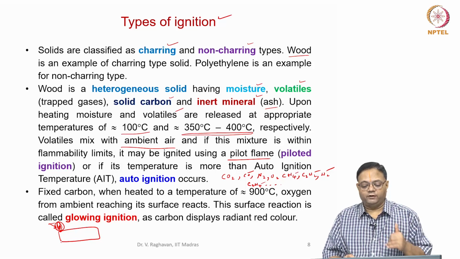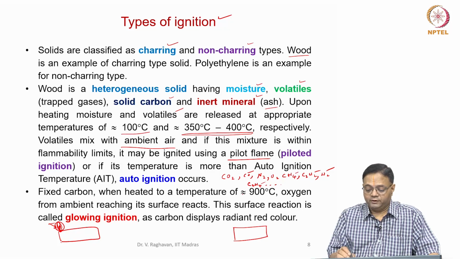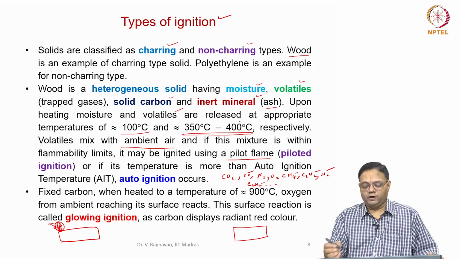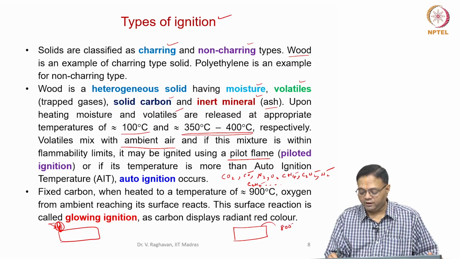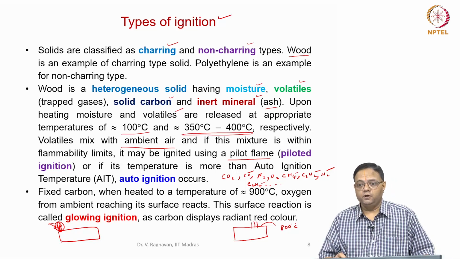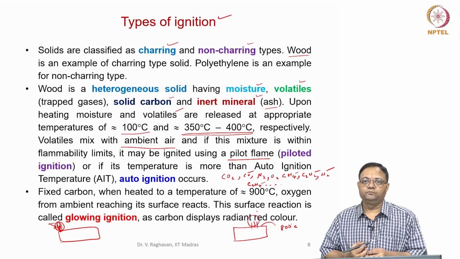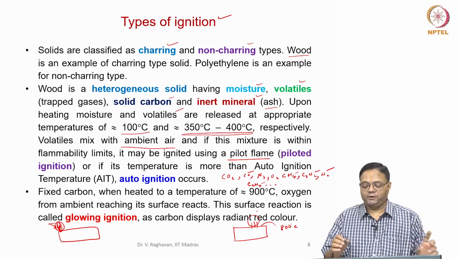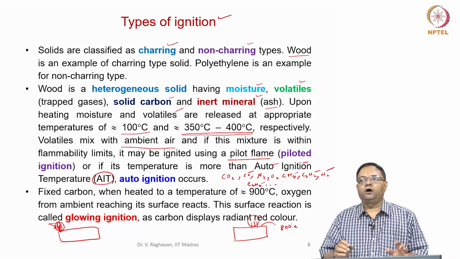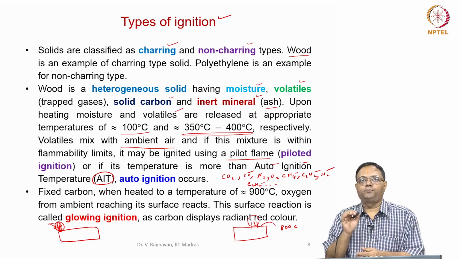Now, as I told you in the previous class, when the temperature of the surface increases beyond, say, 400 degrees and reaches a temperature of say 800 degrees etc., the volatile gases which are coming out will be at a higher temperature, and the mixture which is formed in the gas phase will also have a higher temperature. If that temperature exceeds a temperature called the auto ignition temperature, then without the aid of a pilot, the mixture can ignite. So, auto ignition is possible in this case.